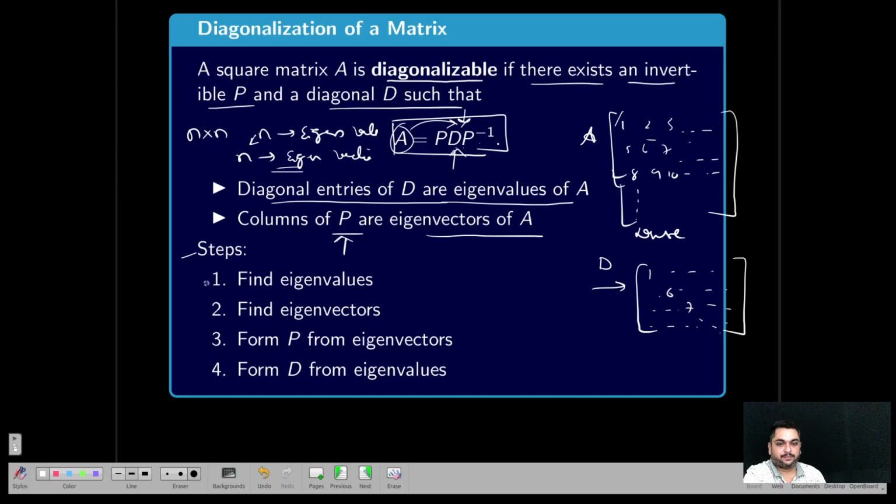How to find this? What are the steps of the procedure? Find the eigenvalues of the given matrix. Find the eigenvectors. Form P using the eigenvectors of A. Then form D from the eigenvalues, and check the condition.